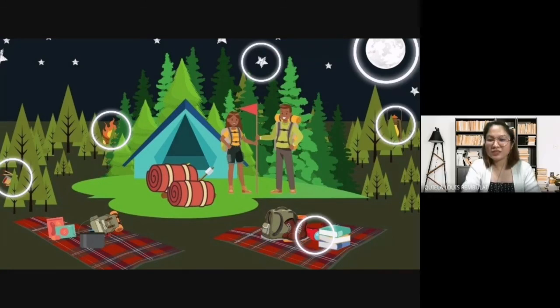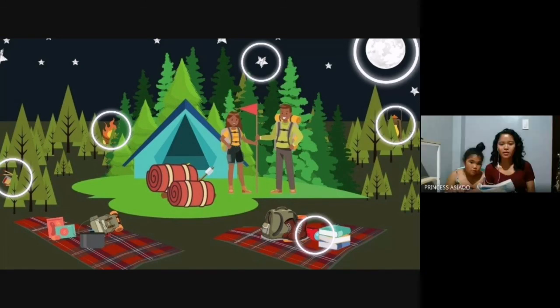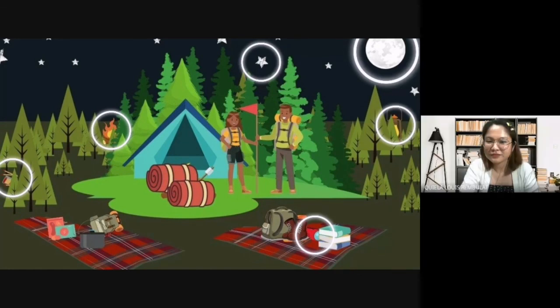Teacher, may mali po. There's something wrong. Okay, what is that? Yung tree po, ano po siya dapat? Sa artificial po dapat flashlight, kerosene lamp, fire, and matches po. Okay, thank you, Princess, for correcting. Let's give them a clap, class. 1, 2, 3, 4, 5.